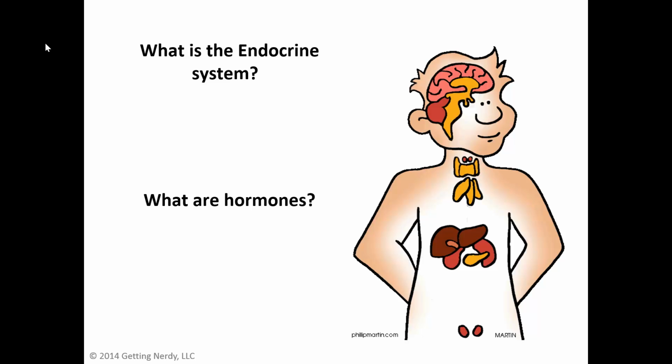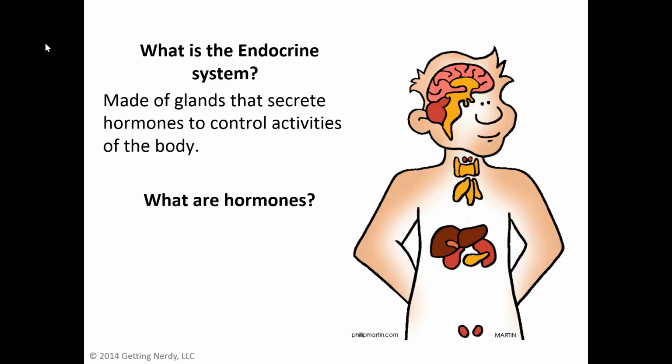So first, what is the endocrine system? Well, the endocrine system is made of glands that secrete hormones to control activities of the body. They control activities such as your growth. It controls your blood sugar levels. It's actually what gives you the feeling of having butterflies if you're nervous before a test, or maybe even if you're stressed. So it provides the hormones to your body that's going to control your activities.